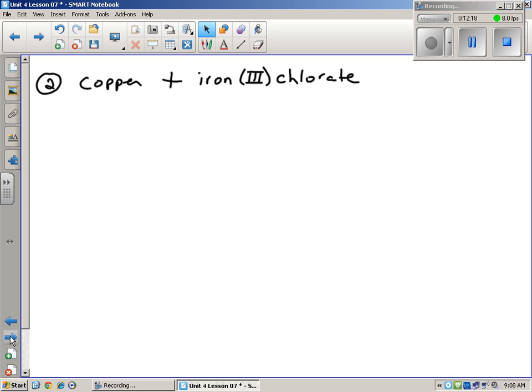Okay. So copper and iron 3 chlorate. Once again, the copper is going to be a solid chunk of copper, and the iron 3 chlorate would be an aqueous solution, of course. It has to be. Okay. So I'll let you guys work on that for a few minutes here, and then when I come back on, we'll do that as well.